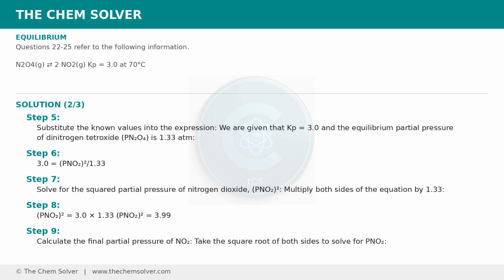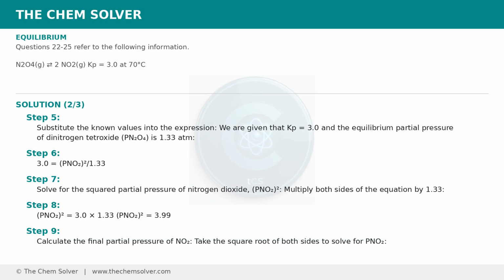Solve for the squared partial pressure of nitrogen dioxide, P_NO2 to the power 2. Multiply both sides of the equation by 1.33. P_NO2 to the power 2 is equal to 3.0 times 1.33. P_NO2 to the power 2 is equal to 3.99.